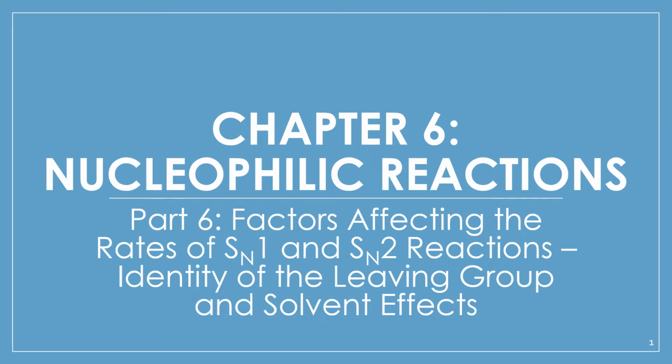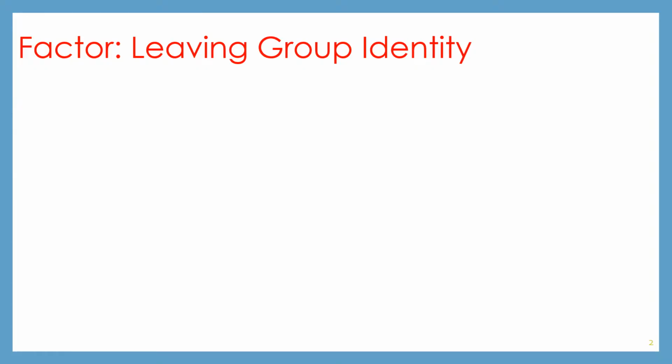Chapter 6, Part 6, Factors Affecting the Rates of SN1 and SN2 Reactions, this time focusing on the identity of the leaving group and solvent effects.